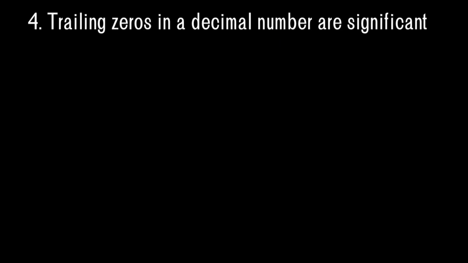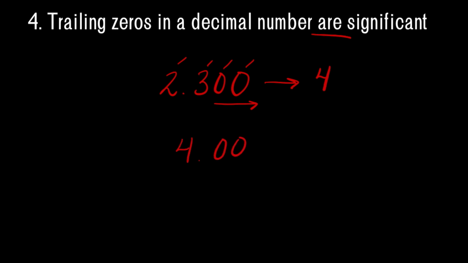Rule number 4. Trailing zeros in a decimal number are significant. For example, 2.300. Trailing zeros are those to the right. In this case, we would have 1, 2, 3, 4 significant figures. If we had 4.00, because of that decimal place, we would have 1, 2, 3 sig figs.